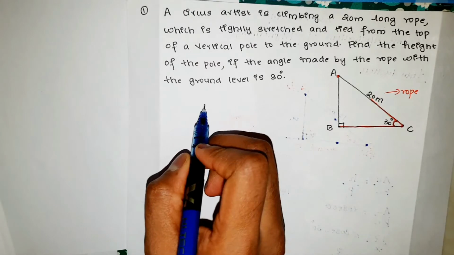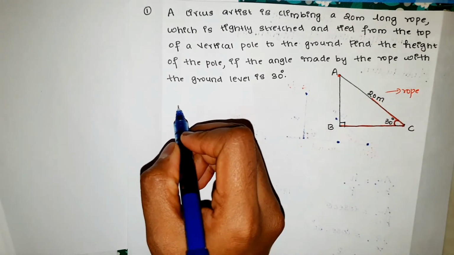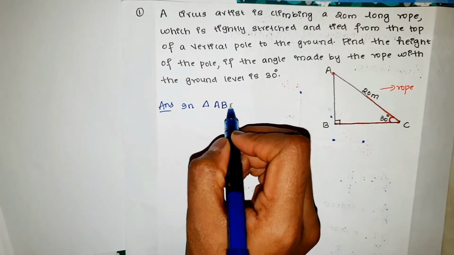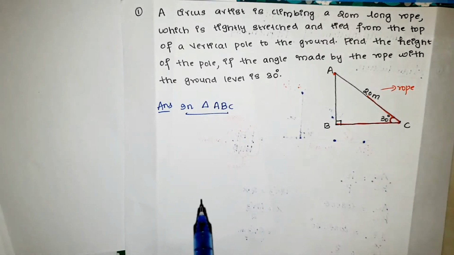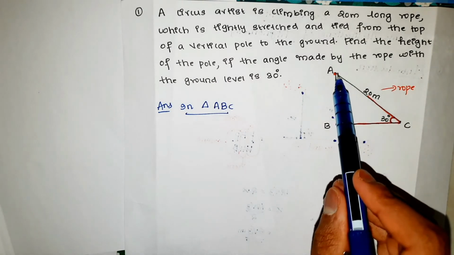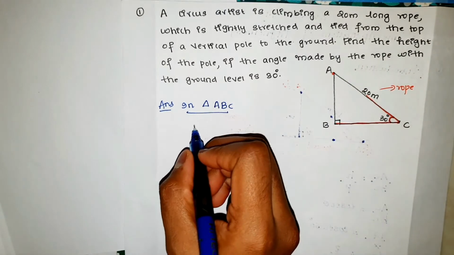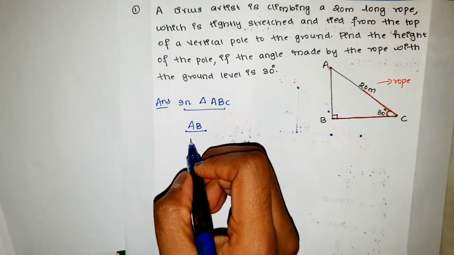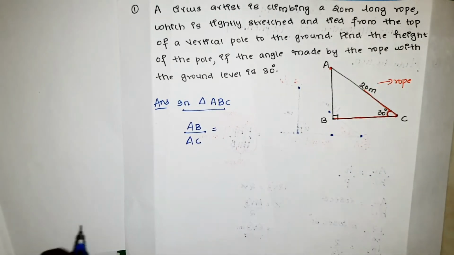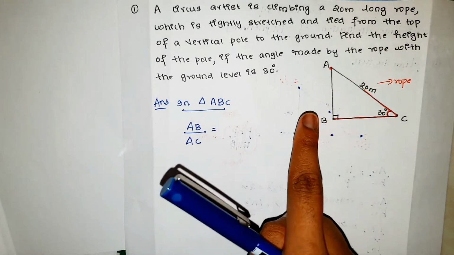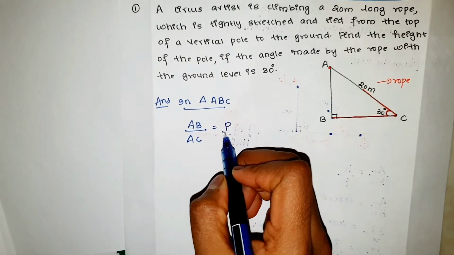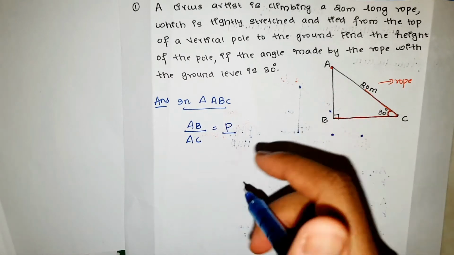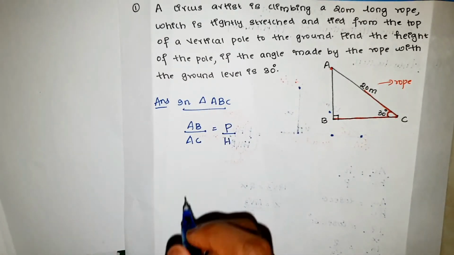Here this is our triangle. In triangle ABC, we are taking this triangle ABC. First we take what we have to find. We have to find AB, so I am taking AB first. AB by what is given in the question? AC is given in the question. AB by AC. What is AB, students? AB is the perpendicular, P. Divided by AC, which is the hypotenuse. So what is P by H?